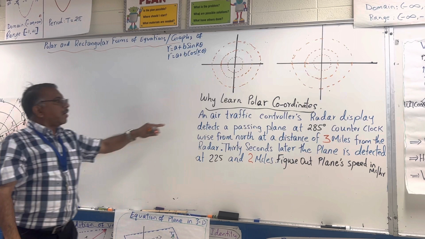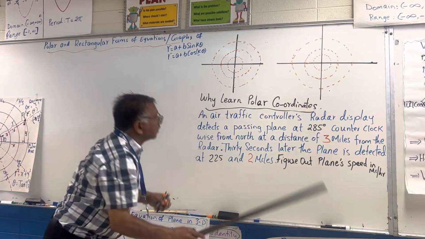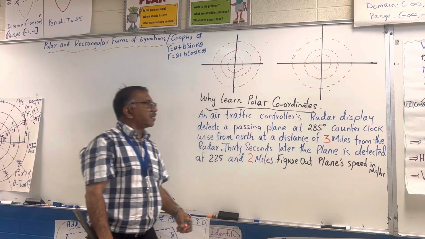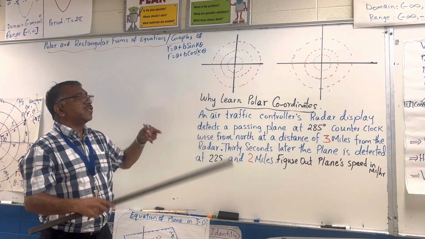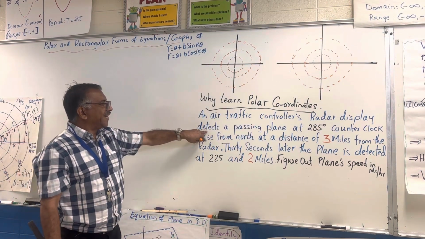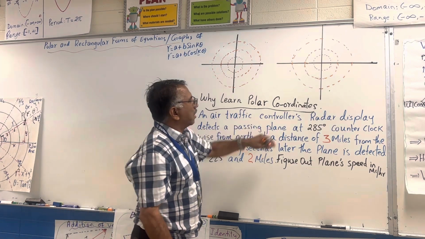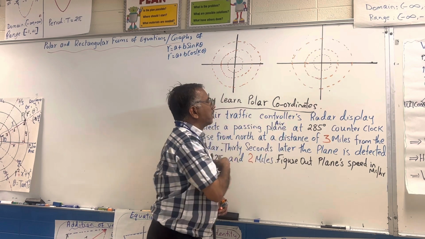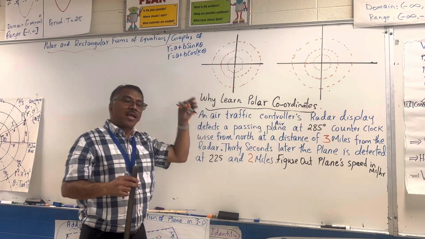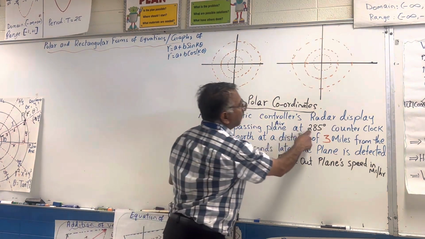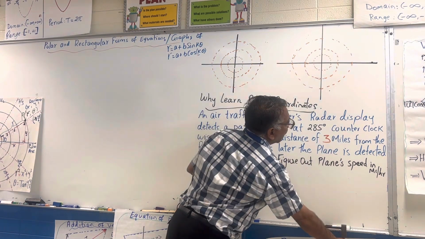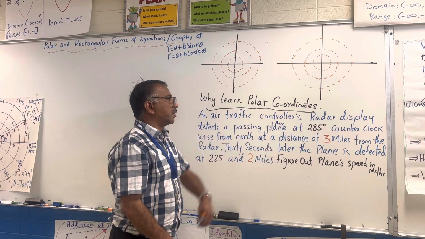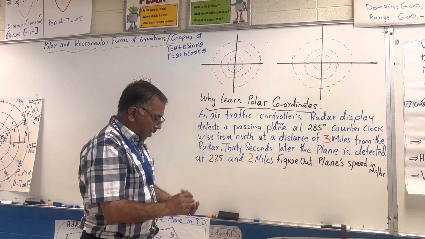Okay, an air traffic controller's radar display detects a passing plane. Now this is an airplane. That means a plane flying at an angle of 285 degrees counterclockwise from the north at a distance of 3 miles from the radar. Now what does this mean?